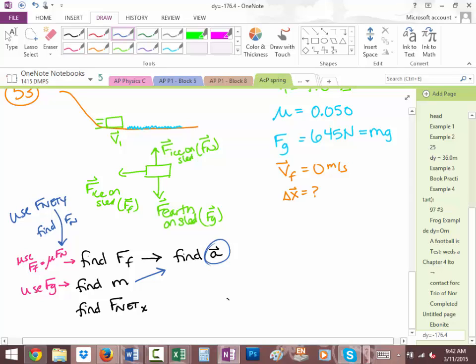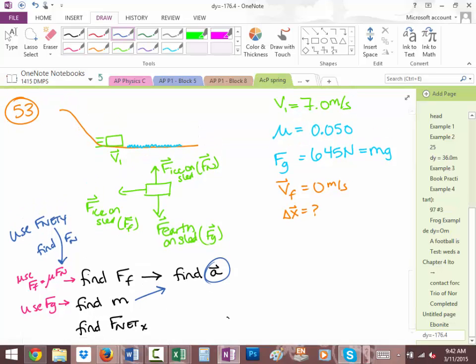No, but once we find A, then what? Then you can do the problem. Who said that? That was kind of funny. Yes, then it's an easy kinematics problem, right? Because then you have initial velocity, final velocity, acceleration, and displacement. And that's not hard.